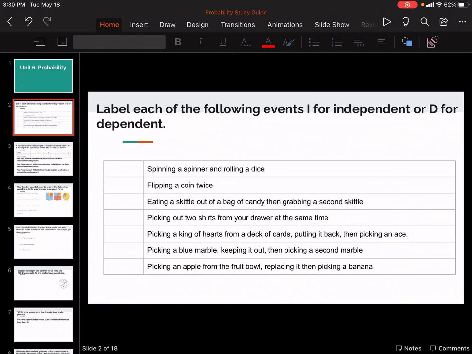So this first part we're going to talk about if they're independent or dependent. Remember, independent means that no matter what you get on the first one, it does not impact the second one. And dependent means that it does depend on what you get for the first one for the second one. So spinning a spinner and rolling a dice, it doesn't matter, they don't impact each other, so they are independent.